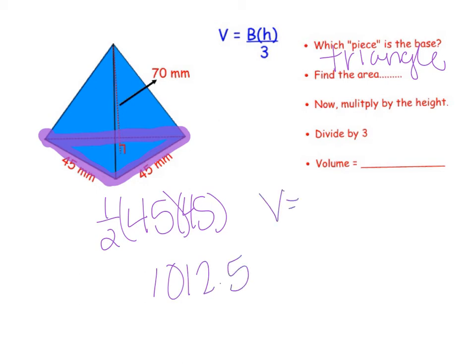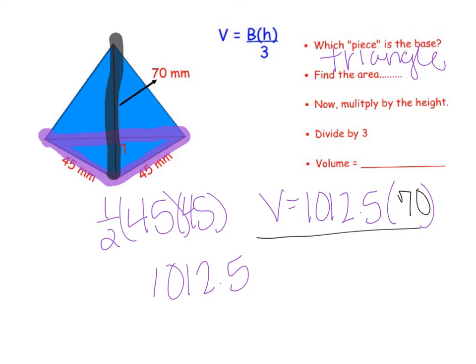So let's plug it into our formula. Volume equals 1012.5 times the height. Remember, height is that distance from the very top of the pyramid down to its base. So that height is 70. So I'm going to multiply area of the base times the height and divide by 3. So let's do that. 1012.5 times 70 divided by 3 gives us an answer of 23,625 millimeters cubed. And on this example, we didn't need to round. It came out as a nice whole number.